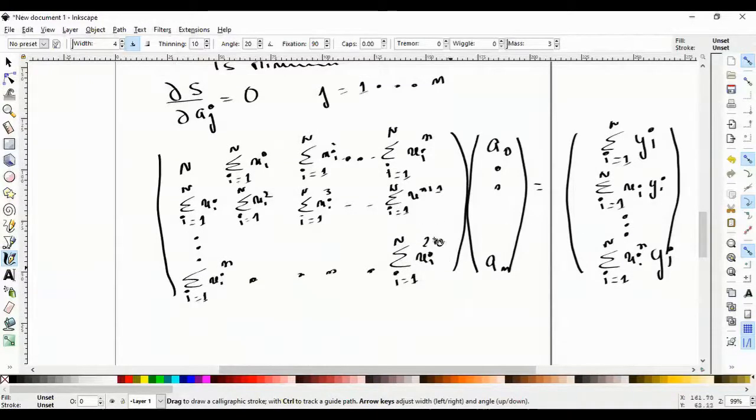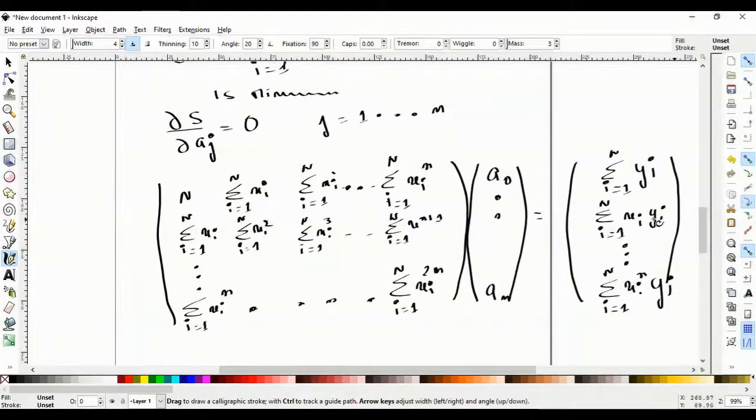Here we had xi squared. So, right. And here yi, so xi power 0 yi till xi power n yi.